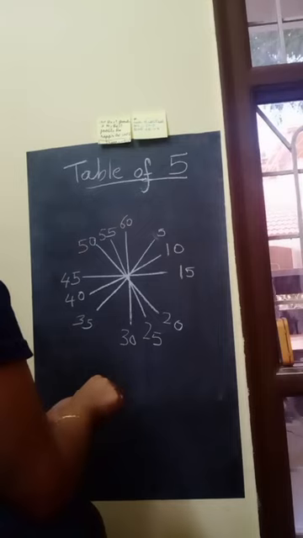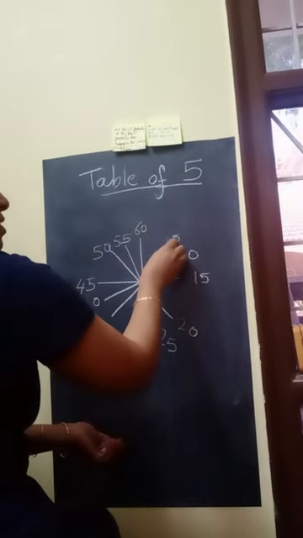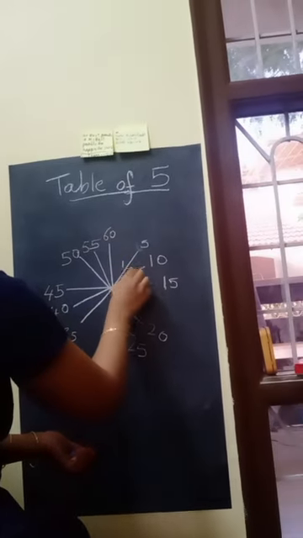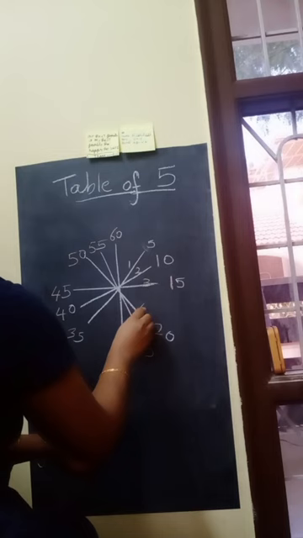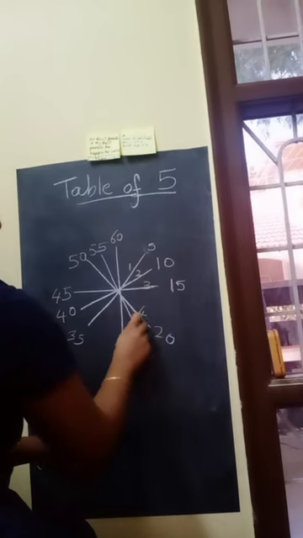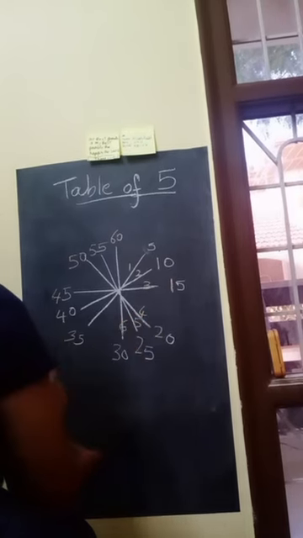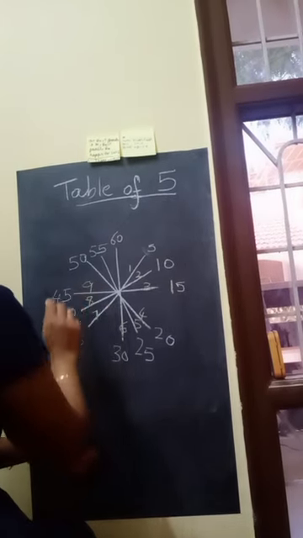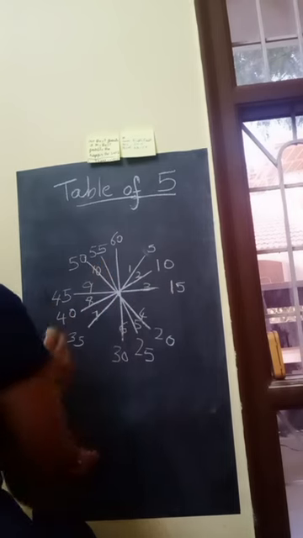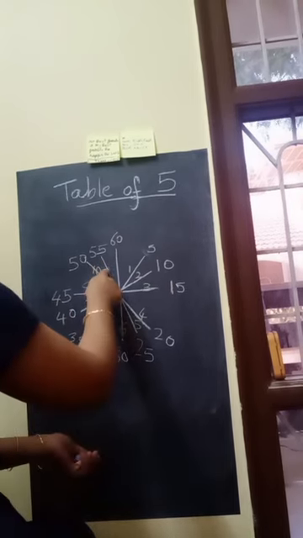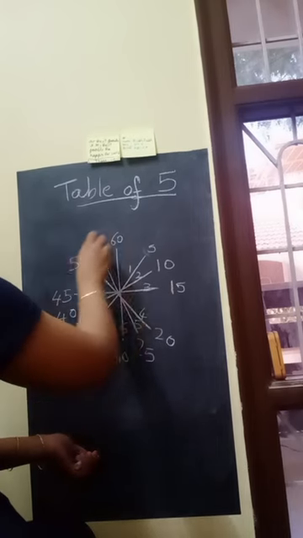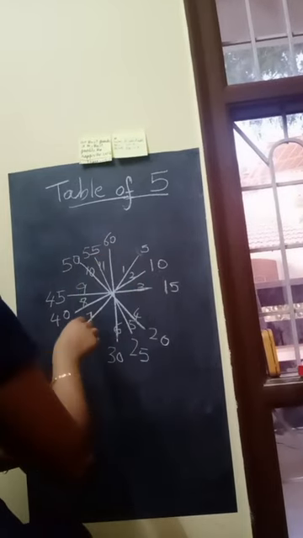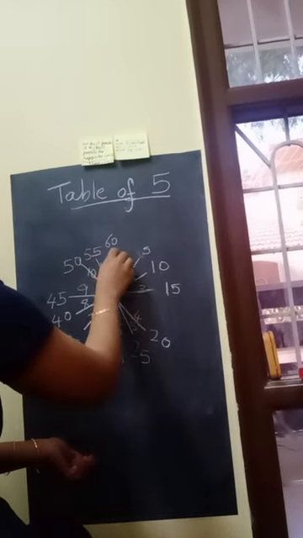So now we will know 5 ones are 5, 5 twos are 10, 5 threes are 15, 5 fours are 20, 5 fives are 25, 5 sixes are 30, 5 sevens are 35, 5 eights are 40, 5 nines are 45, 5 tens are 50. Why are we going beyond 10? Because this is like a clock. So when you see a clock, you can remember this. So 5 elevens are 55, 5 twelves are 60.